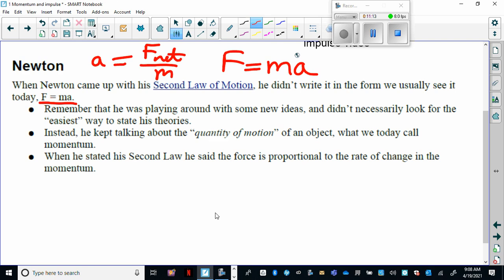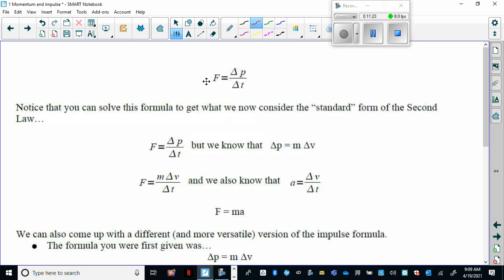It's nice and easy to remember. And here's where we talk about the quantity of motion. And this is how Isaac Newton started. He started with this formula here. He said that force was a change in momentum divided by a change in time. Right? So not F equals ma. That's what he started off with.